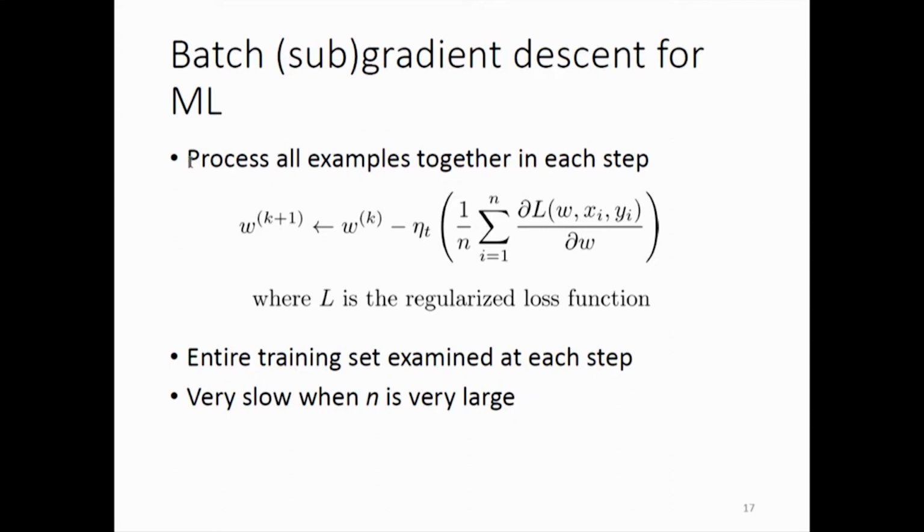So, subgradient has all the properties. For example, the subgradient of a sum of functions is the sum of subgradients of those functions. So, it has all the properties that a gradient has, except that it is not unique.